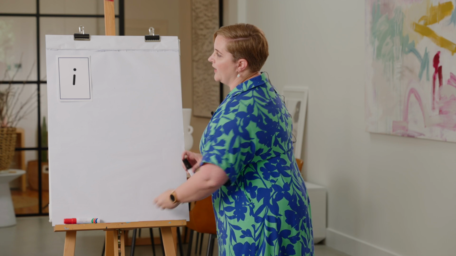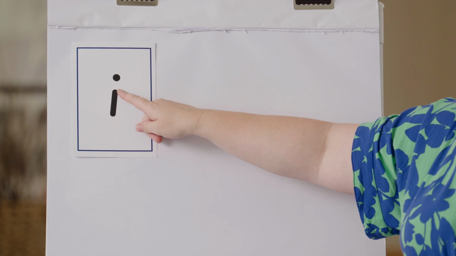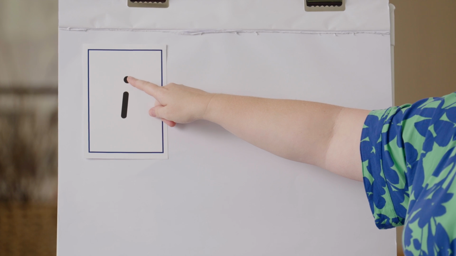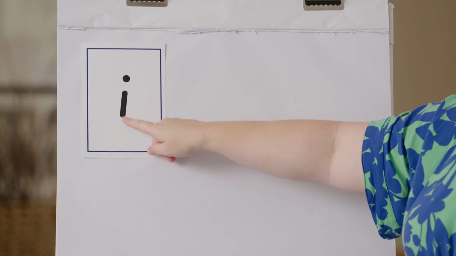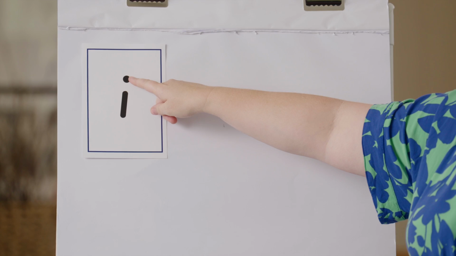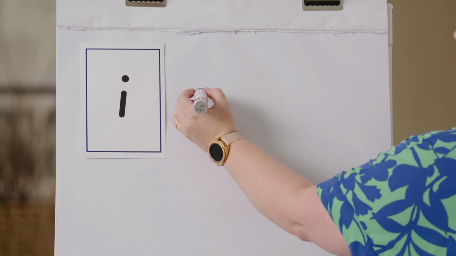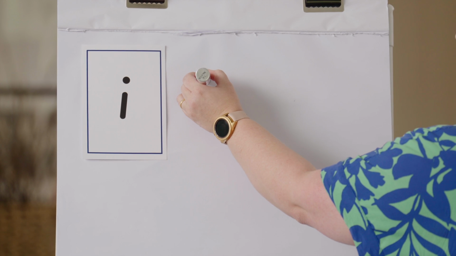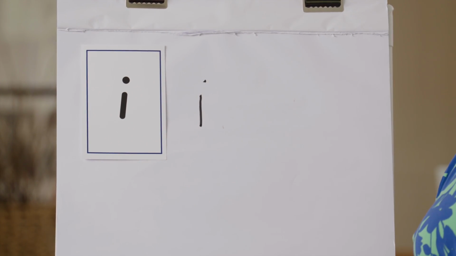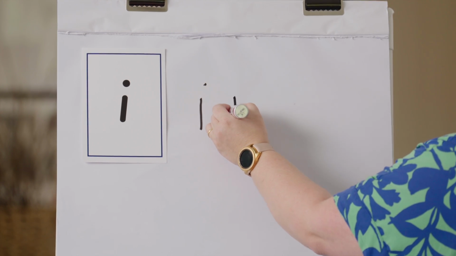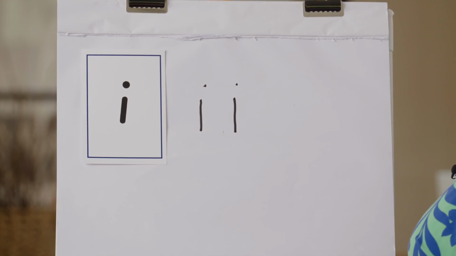This is the letter I. We start here and we go down, and don't forget the dot. One more time. Start here, go down, don't forget the dot. Let's write one. I'll show you first. Start here, go down, don't forget the dot. I. Your turn now. Follow with me. Start here, go down, don't forget the dot.